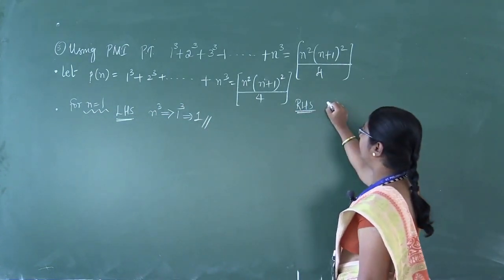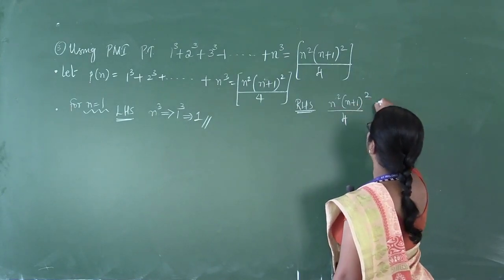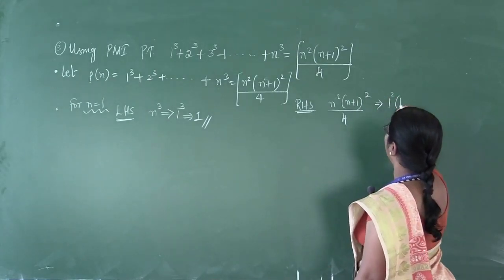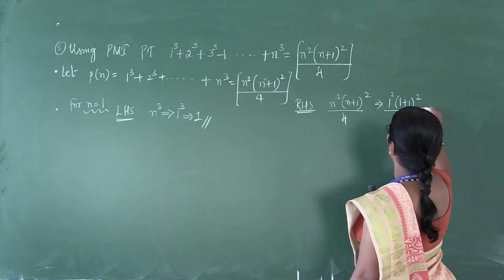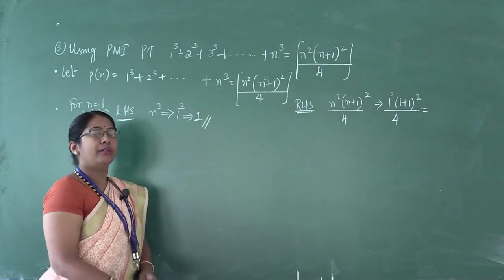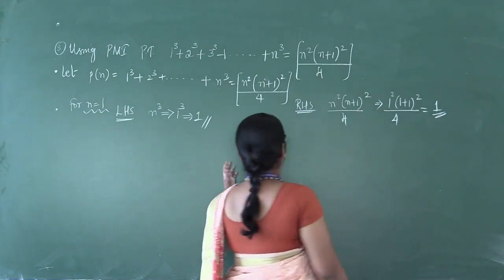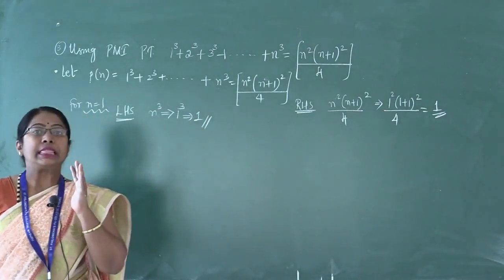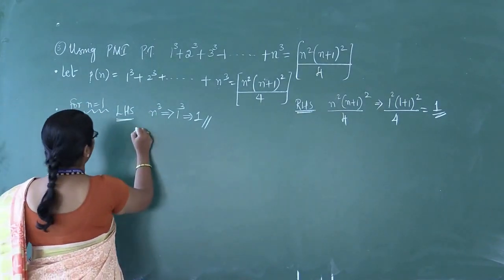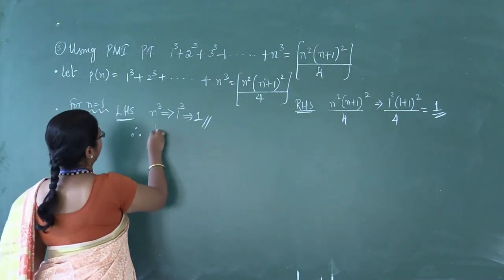Similarly with RHS. What is RHS given here? N square into n plus 1 whole square divided by 4. In place of n, what do you put? 1 square. So this is 1 square into 1 plus 1 whole square divided by 4. What is 1 plus 1 whole square? 2 square. What is 2 square? 4. 4 divided by 4 will sum up to what? 1 itself. So here LHS is equal to RHS. Therefore, the given statement is true for n equal to 1.